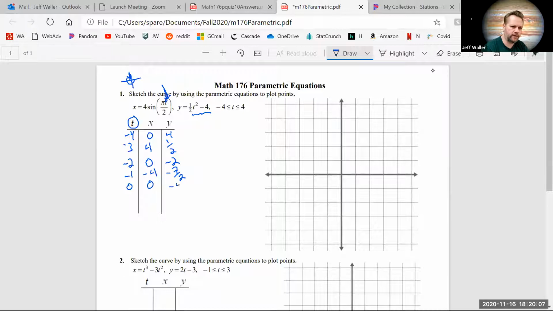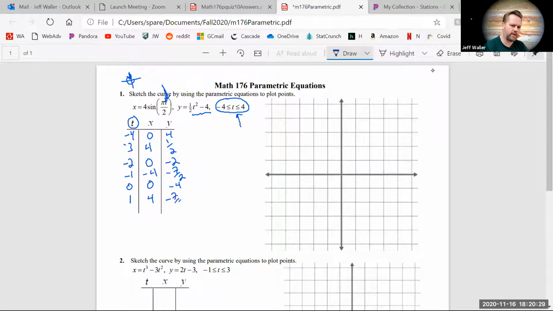And this is -4. I liked 0. That was fun. And then if I make t 1, remember t follows these restrictions here, right? So if I make t 1, pi over 2, that's 1 times 4 is 4. 1/2 of 1 minus 4. You can do it, Jeff.